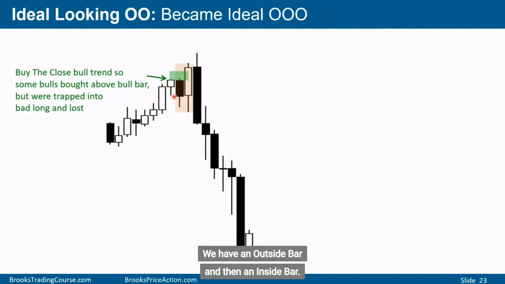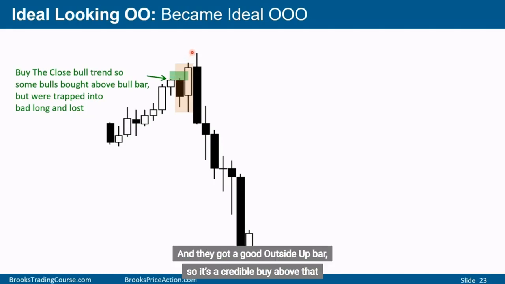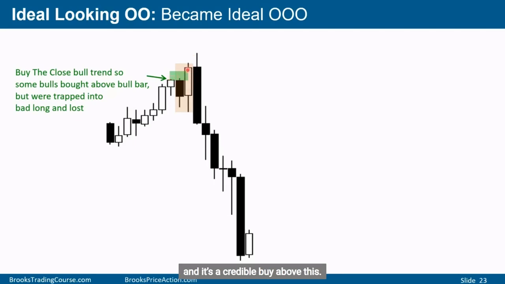We have an outside bar and then an inside bar. For the bulls, this is a pullback in a bull trend, so it's a high one buy. It's a bear bar, not good. Some traders would buy above this bar. It's the same high as that bar, but they'd buy above that, hoping for a high one bull flag and a rally. And they got a good outside up bar. So it's a credible buy above that. It's a credible buy above this.